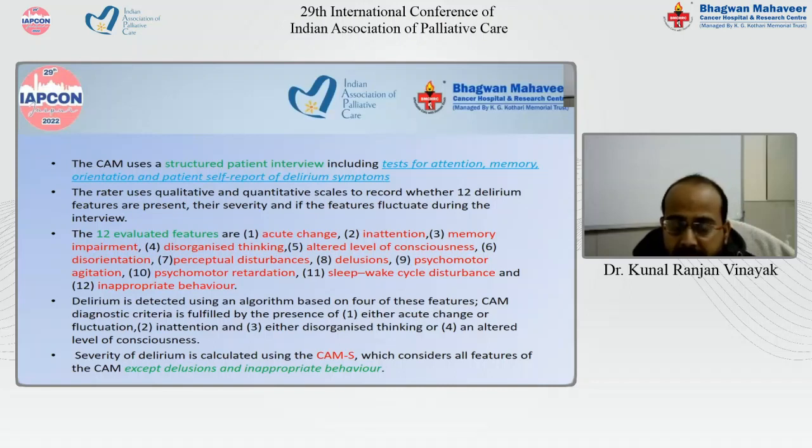Delirium is detected using an algorithm based on 4 of these features. CAM diagnostic criteria are fulfilled by the presence of acute change or fluctuation and inattention. Acute change or fluctuation and inattention have to be present, and either disorganized thinking or altered level of consciousness can be there.